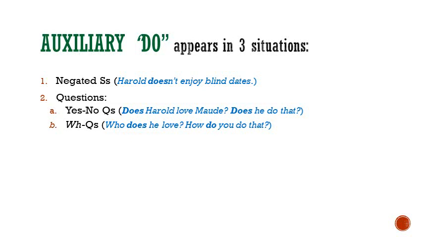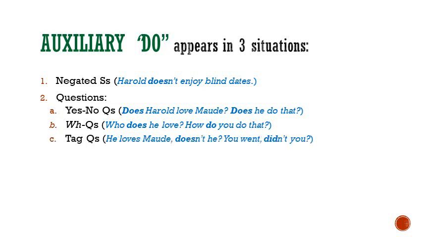It also shows up in WH questions, again, when there's no other aux or aux-like thing that can fill that role. So who does he love? He loves her. Who does he love? And again, a sentence that has do as the main verb, so you do that. How do you do that? It's not grammatical to say who he love and how you do that. We have to have the do in there.